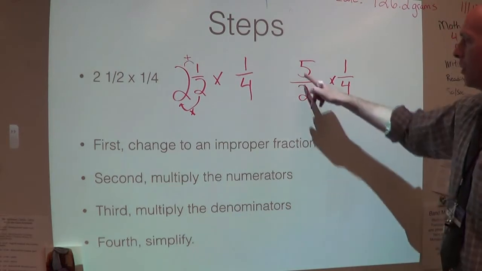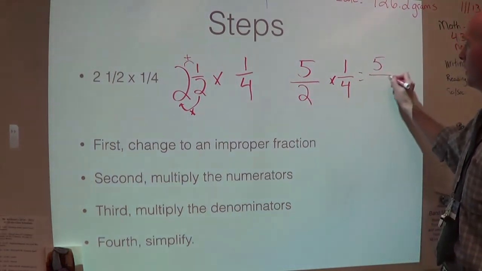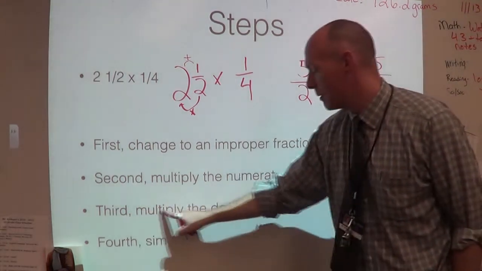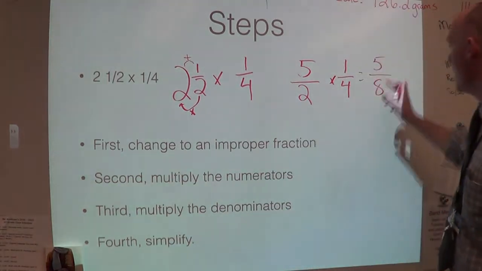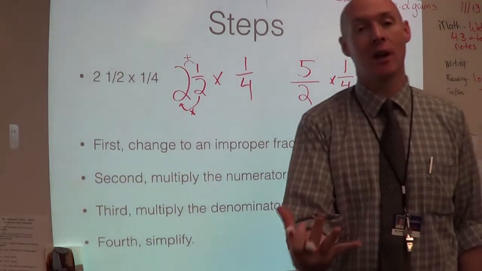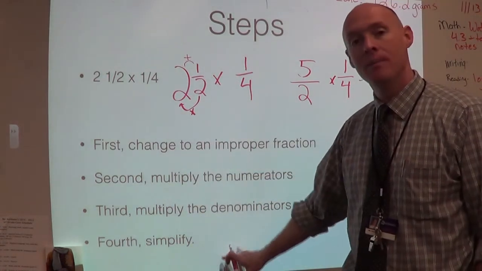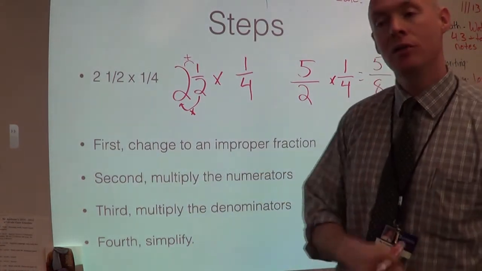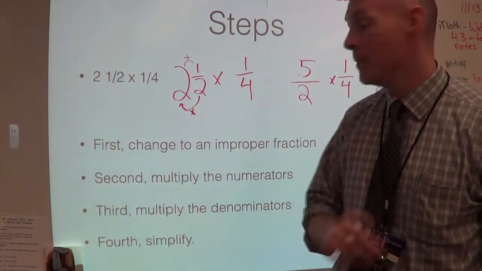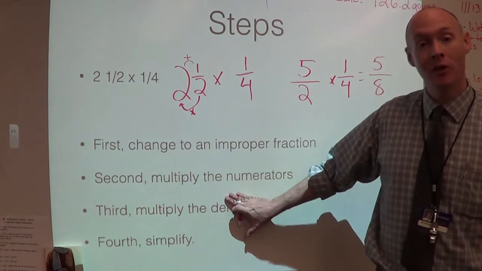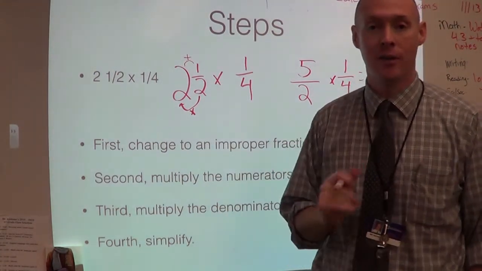Second, multiply the numerators. 5 times 1 is 5. 2 times 4 is 8. And that is step 3, multiply the denominators. Fourth and last is to simplify. And in this case we have 5/8. That's already simplified, so there's nothing more we can do. 4 steps to follow. I also want to say, I talked to most of you in class yesterday about simplifying before you multiply. So, if you want to simplify before you multiply, that's completely okay. And in fact, in the next couple examples, I'll show you how to do that.